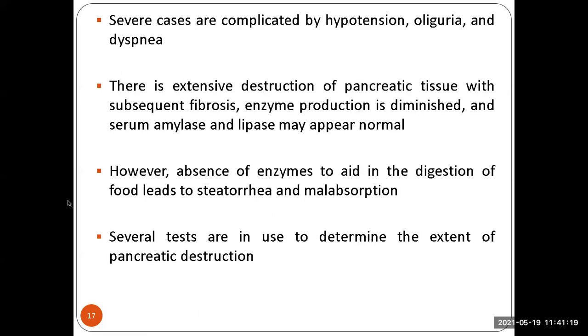Severe cases are complicated by hypotension, oliguria, and dyspnea. There is extensive destruction of pancreatic tissues, and with subsequent fibrosis, enzyme production is damaged, and serum amylase and lipase may appear normal. However, absence of enzymes to aid in the digestion of food leads to steatorrhea and malabsorption. Several tests are in use to determine the extent of pancreatic destruction.